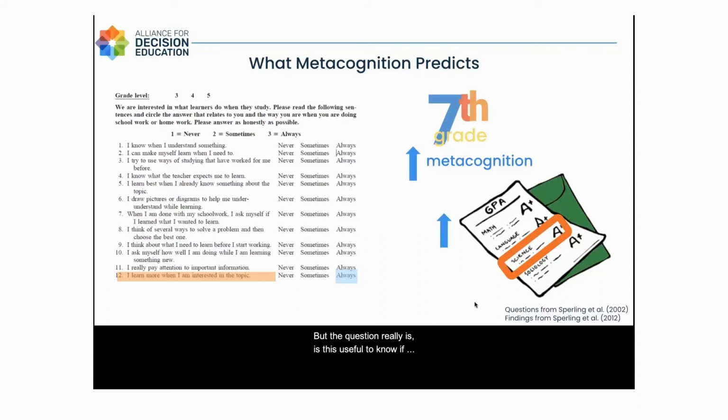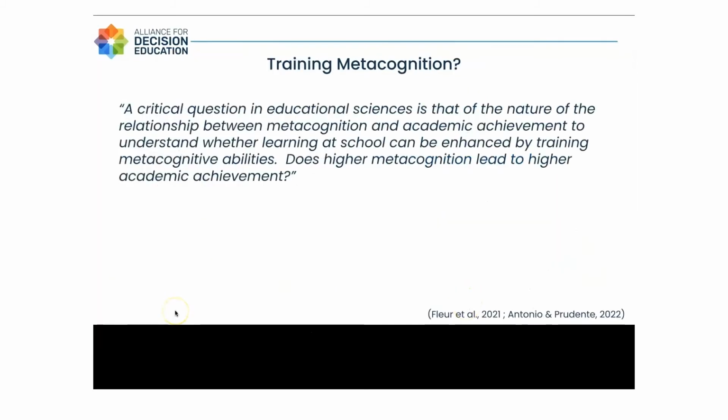But the question really is, is this useful to know if metacognition is not a movable construct, or not something that can be changed about a person? So something you might be wondering is, can a person's metacognition move or change? Current scholars in the field are wondering about the same question.